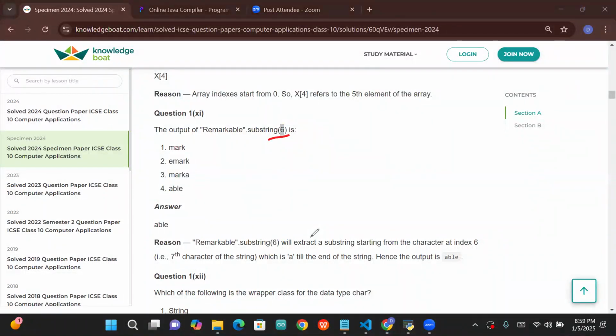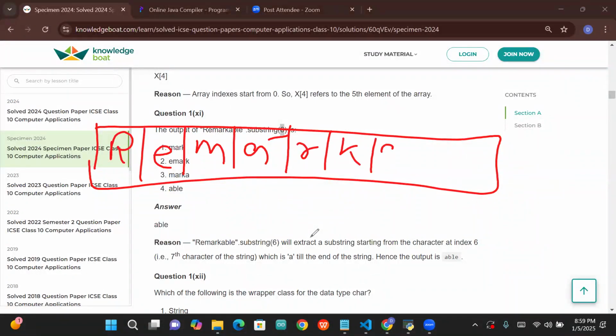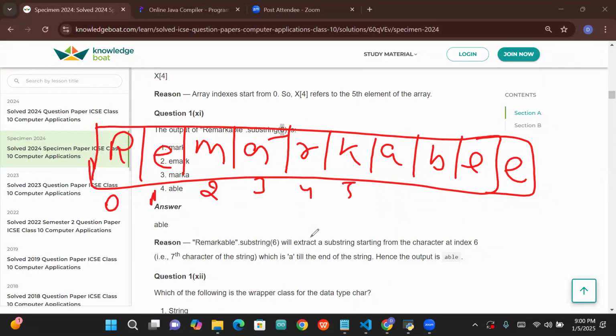Till the end. So the string "remarkable" is also an array. How will remarkable be stored? R-E-M-A-R-K-A-B-L-E. A string is also an array. So here also you will start from zero: zero, then one, then two, then three, then four, then five, then six, then seven, then eight, then nine. Right? So in this way, remarkable will be stored in the memory.